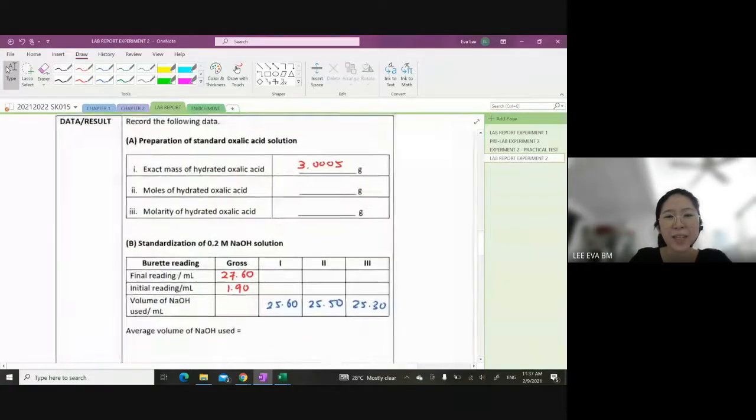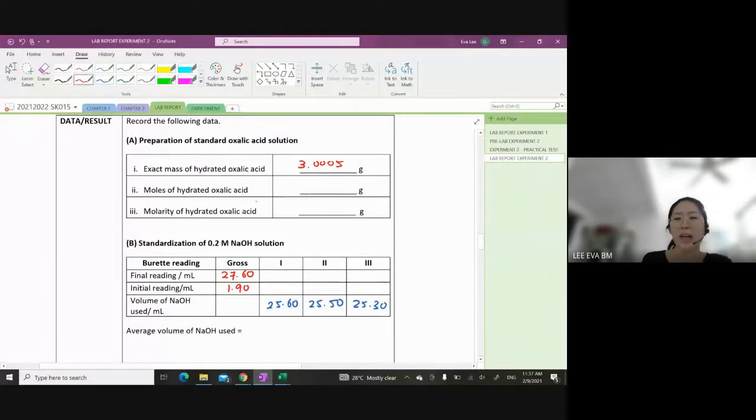For this part, you will need to fill in the blanks. Mass of hydrated oxalic acid. The word hydrated means this oxalic acid carries H2O. In the lab manual, it gives you the formula H2C2O4.2H2O. That means the oxalic acid is carried together with two molecules of water.